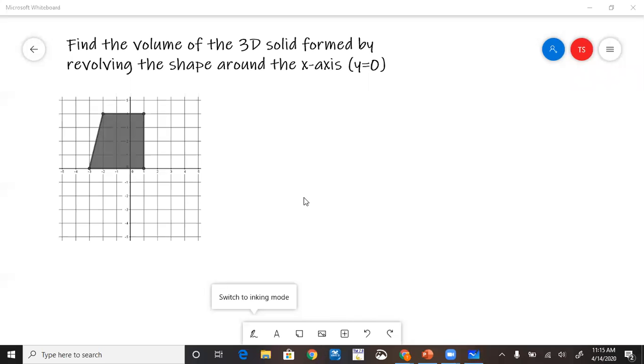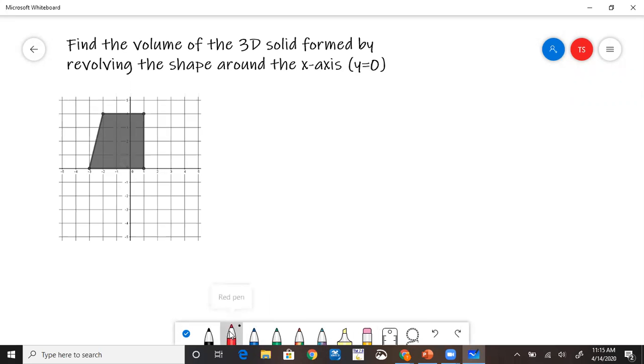The next thing that we want to be able to do is to figure out the volume of a three-dimensional solid if we take a two-dimensional shape, revolve it around an axis, and then that forms the solid. So we're going to take a look at this one here. We've got this trapezoid, and we want to revolve it around the x-axis with the line y equals 0. So that line is going to be right here. We're going to be spinning this around that axis three-dimensionally.